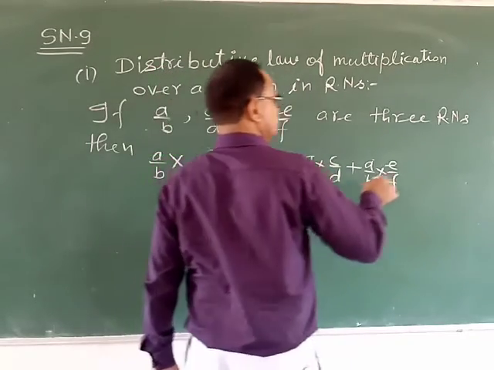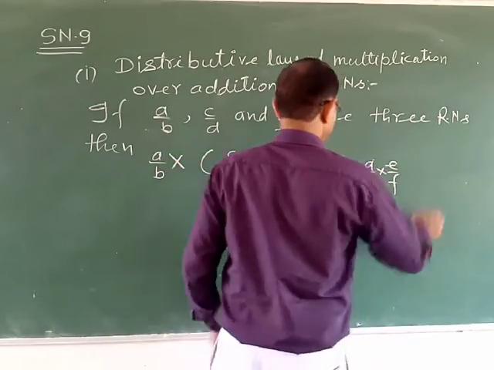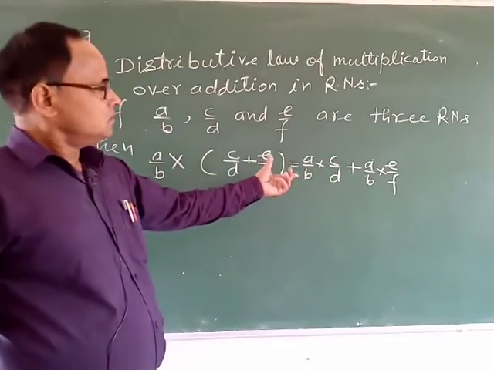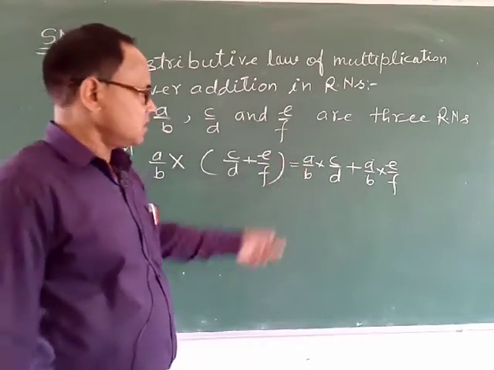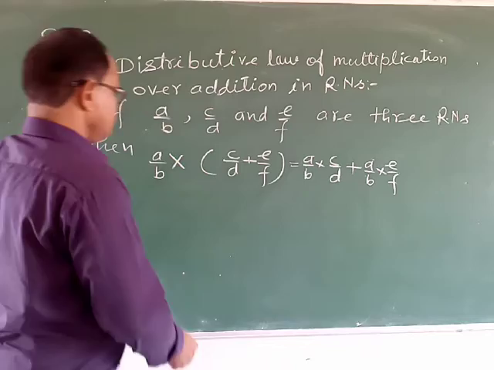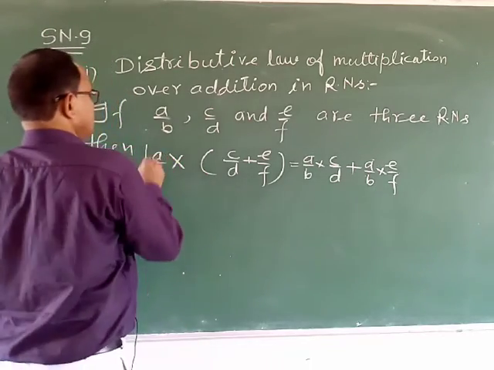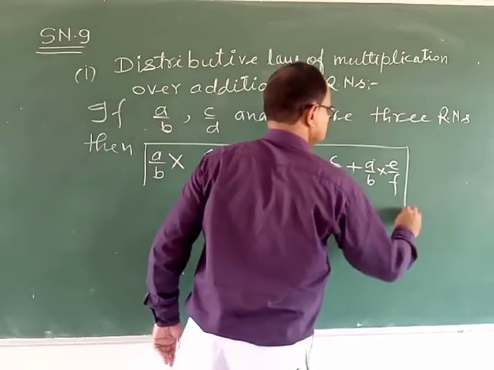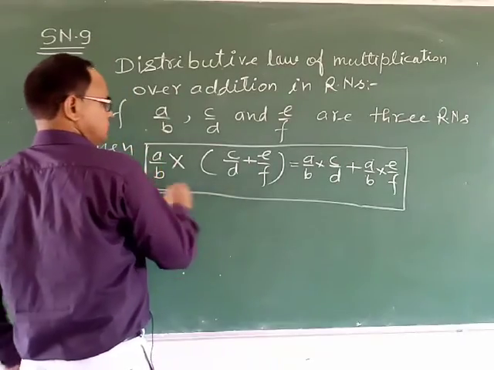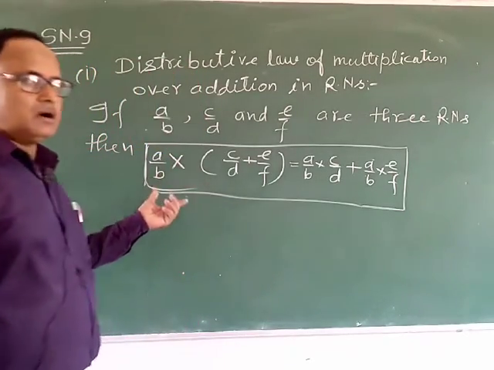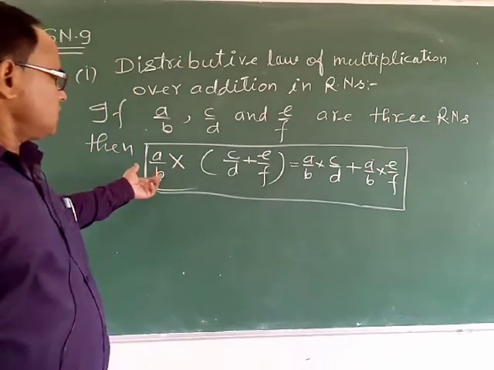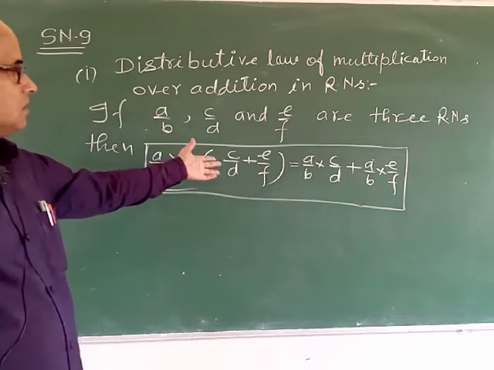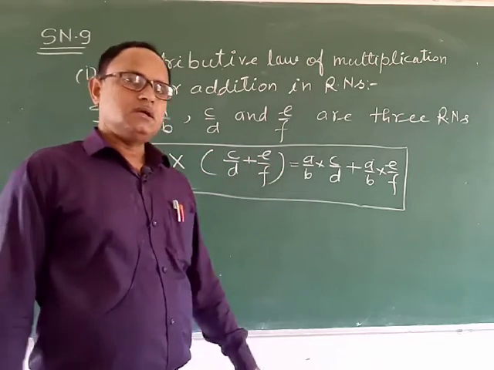Okay, then all are belonging to Q, the rational numbers. Then we write it by the distributive law. The distributive law is the multiplication of rational numbers over addition.